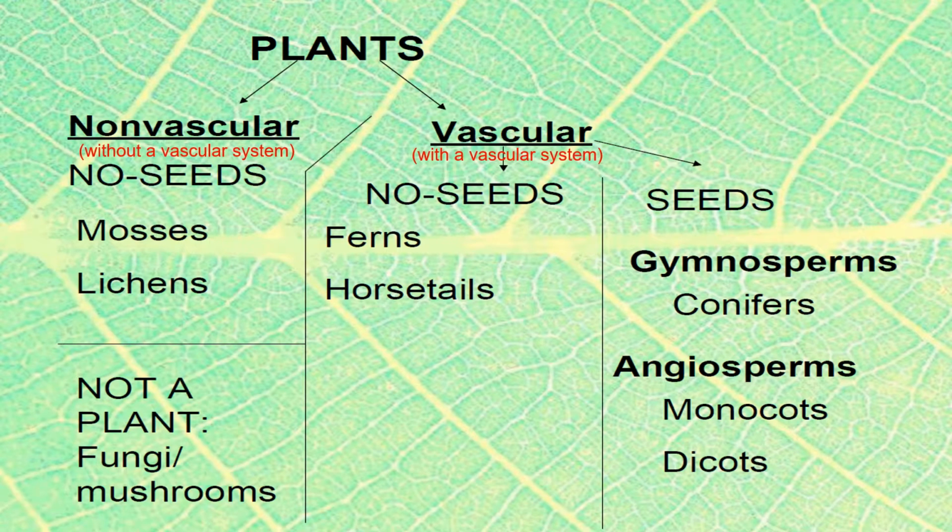Generally speaking, plants are either non-vascular or vascular. Non-vascular plants are those that do not produce any seeds and are generally very small plants, for example, different mosses and lichens. Vascular plants can either be seed producing or non-seed producing. Non-seed producing plants include different ferns and horsetails, while seed producing plants can either be gymnosperms or angiosperms. Gymnosperms include different conifer species, while angiosperms can either be monocots or dicots.